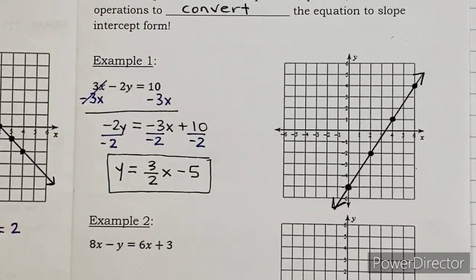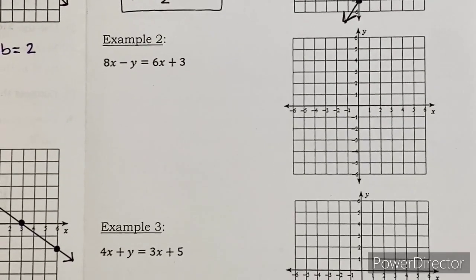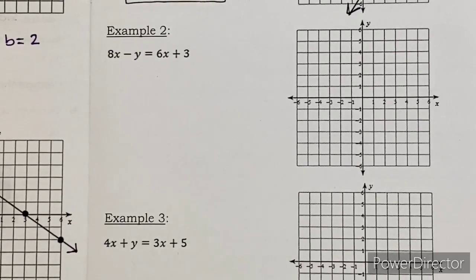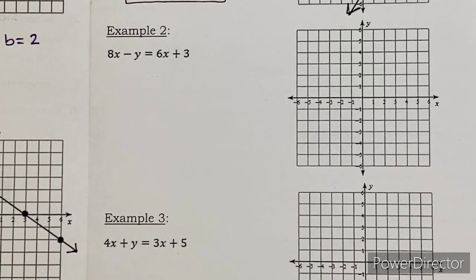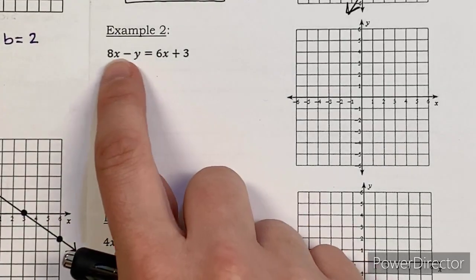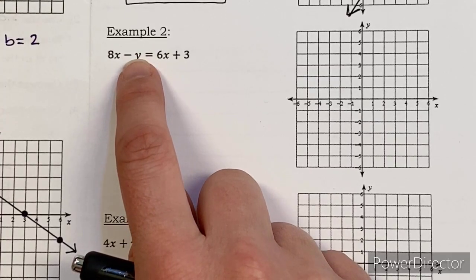So I'm going to walk you through number 2, and then I'm going to let you do example 3 on your own. So check out example 2. Example 2 looks a little bit different, but it all still works the same. Our goal is to get it in y equals mx plus b form. So this y, my goal is to try to get it by itself on the left-hand side.